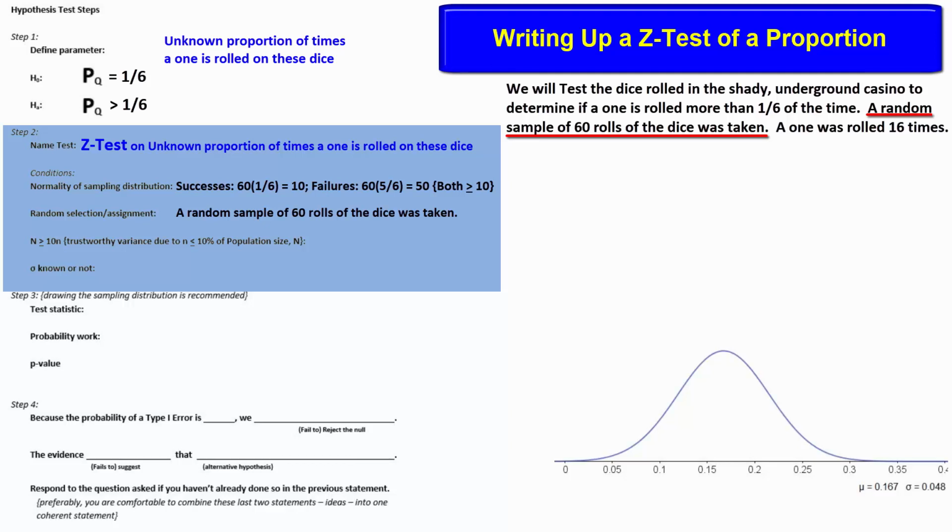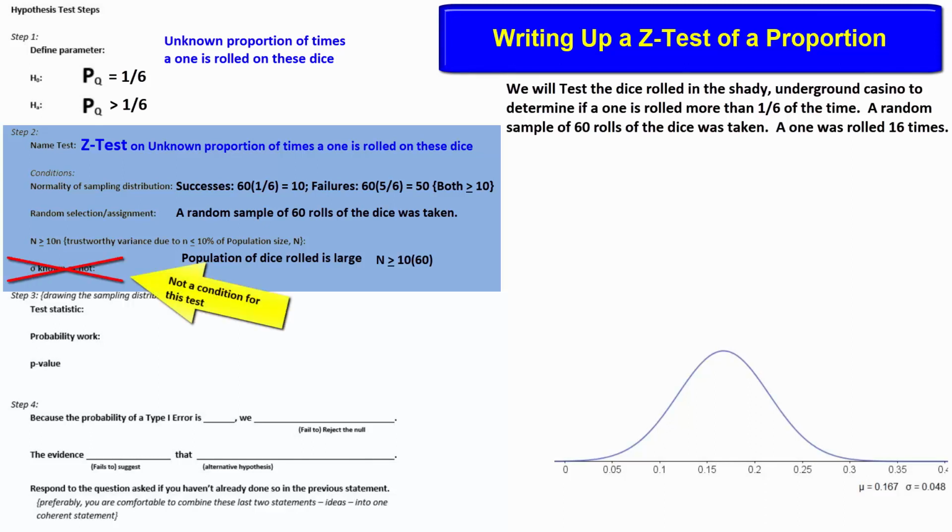We can trust the standard deviation formula since the population is at least 10 times greater than the sample of size 60, because in the case of the underground casino that you never should have gone to in the first place, the dice are used many times.